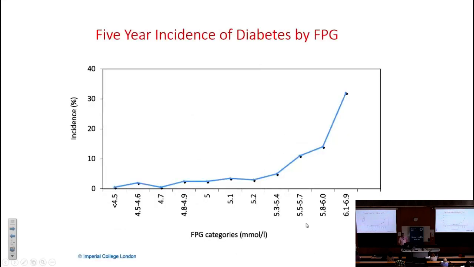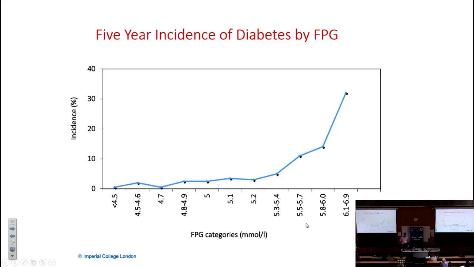So who is it that we need to address? If we look globally at fasting plasma glucose as a categorical variable, and we look at the 5-year incidence of progression to type 2 diabetes, we can see that around 5.4 millimoles per litre, the risk really starts to take off. And when you get up to a fasting glucose between 6 and 6.9, your risk of developing type 2 diabetes in the next 5 years is somewhere around 30 to 40%. And that's a really significant takeoff, obviously.